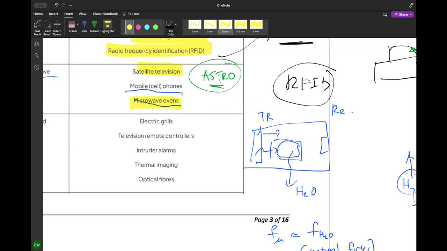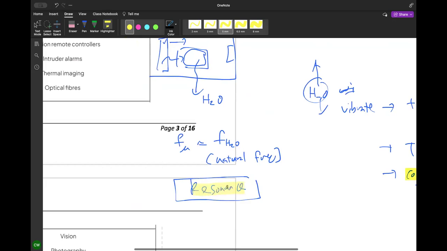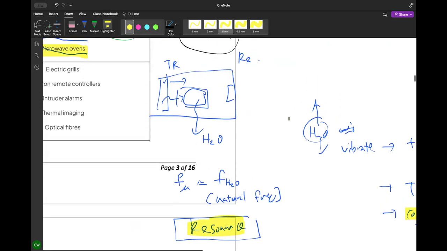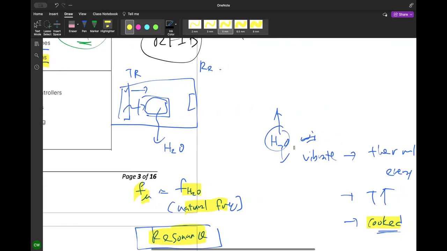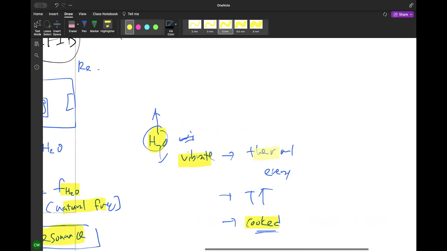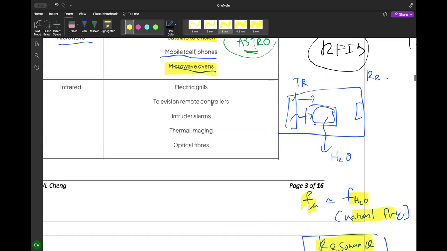Okay. How to make the food cook is by using the concept of resonance. That means when you apply the microwave to the food, the water molecules in the food will vibrate. When they vibrate, they will generate thermal energy. It will cause the temperature to go up. Then the food will be cooked. Okay. So it's related to the microwave.